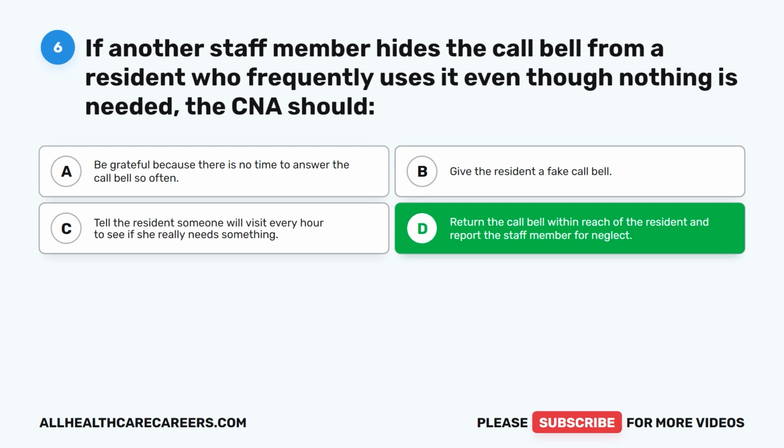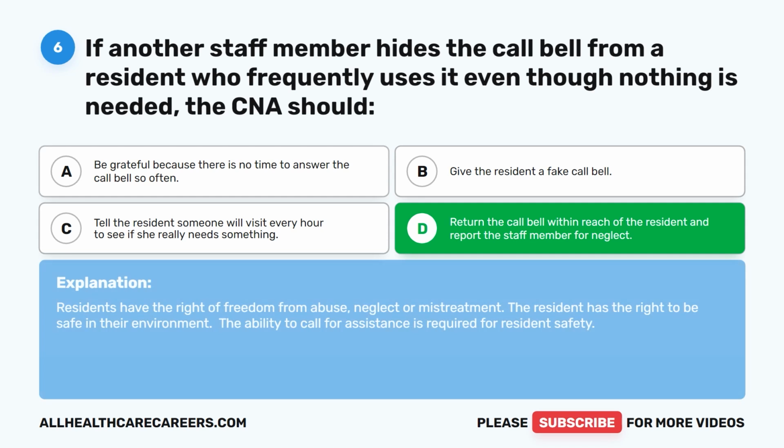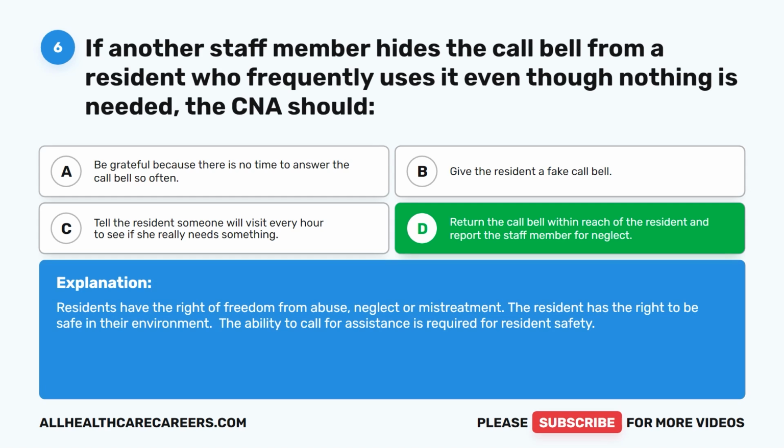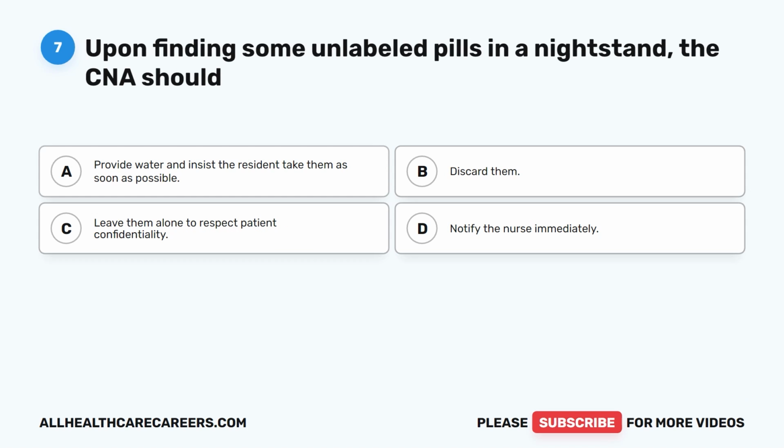Return the call bell within reach of the resident and report the staff member for neglect. Residents have the right of freedom from abuse, neglect, or mistreatment. The resident has the right to be safe in their environment. The ability to call for assistance is required for resident safety.